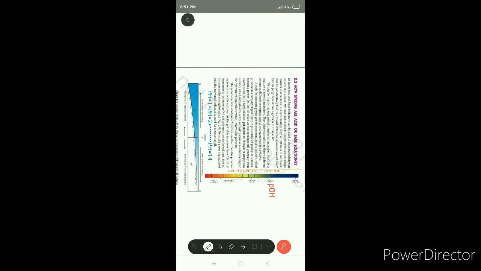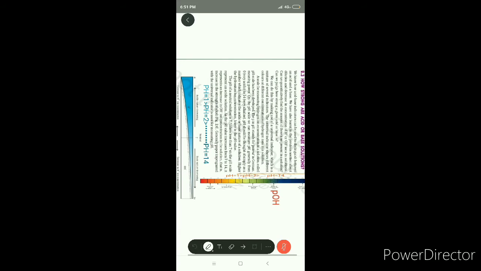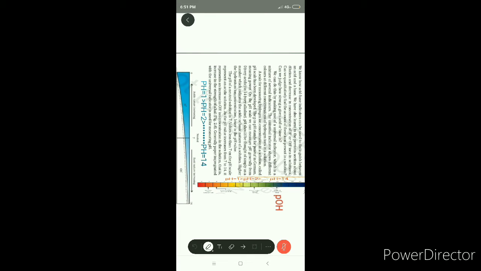So actually the color changes in the universal indicator paper depending upon the concentration of hydrogen ion present in that solution, acids as well as bases. So for measuring the hydrogen ion or hydroxide ion present in the solution, we have to use a scale, and that scale is known as the pH scale.